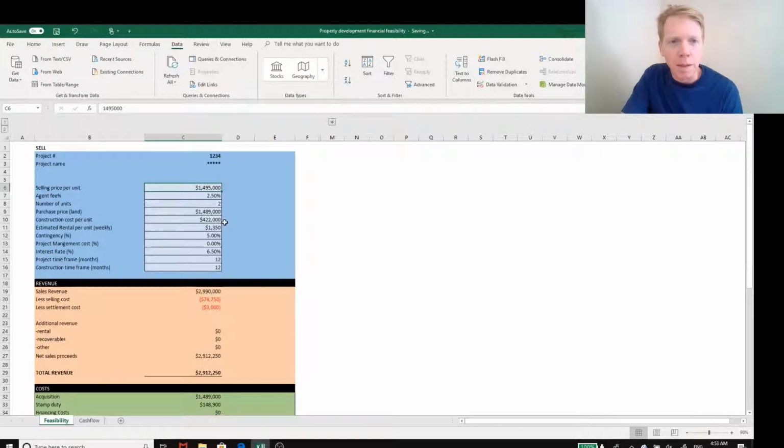for comparison purposes. Now, the construction cost per unit is going to be around $422,000. And if I was to rent something like this in that area, I'll put in the figure of 1,350. I always like to put in something that I compare, whether the best option is to buy and sell a development, or whether it works out nicely to hold it and rent it.